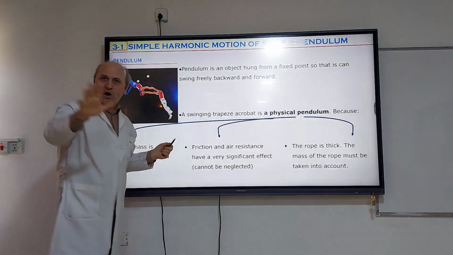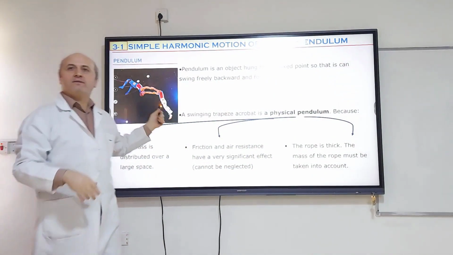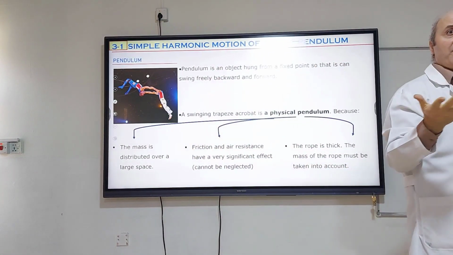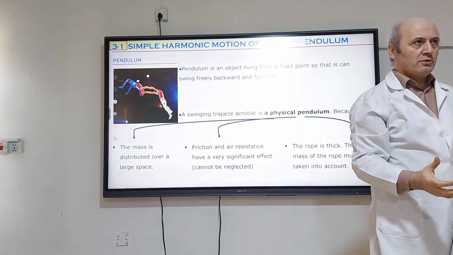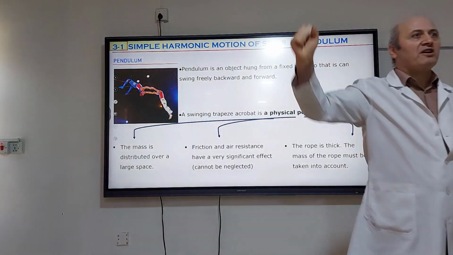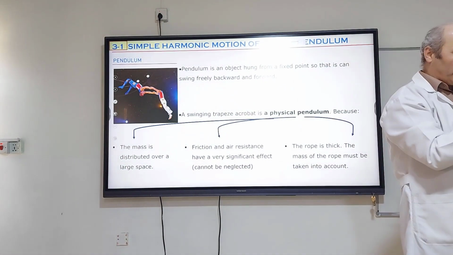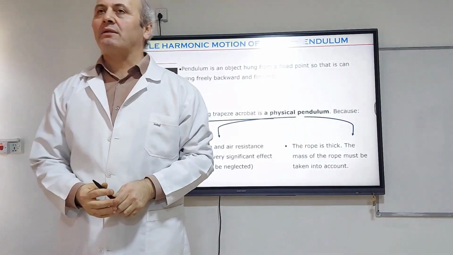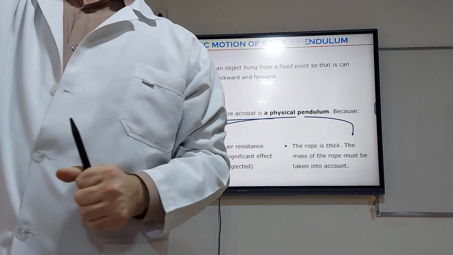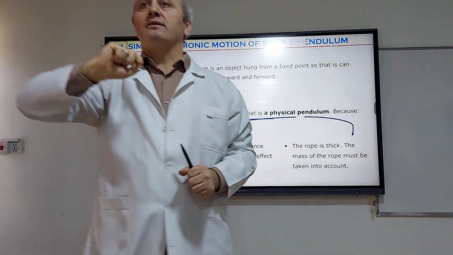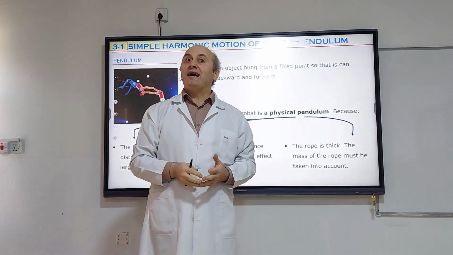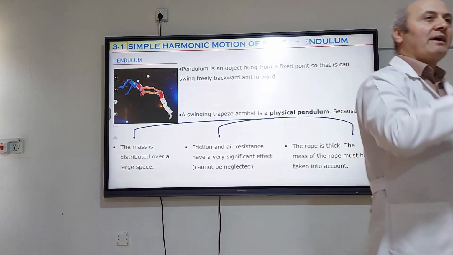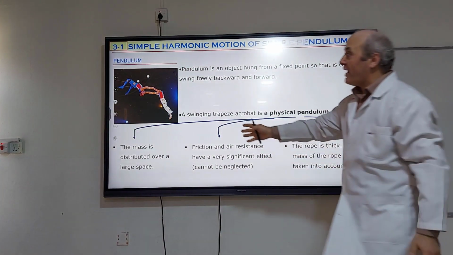In our book, they introduce pendulums with trapeze acrobats. They are also swinging. There are ropes, so they hold the ropes and start to make themselves swing. It's a pendulum. But this pendulum is a physical pendulum. What does physical pendulum mean? You cannot neglect the mass. You cannot neglect air resistance because the area is not that small.